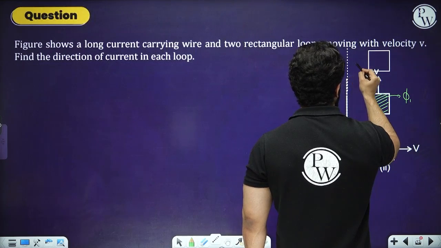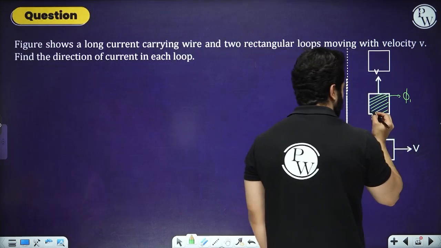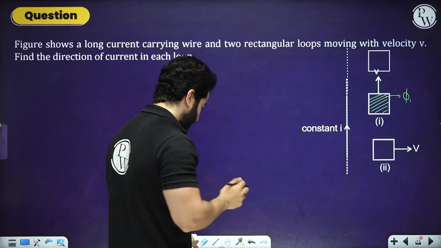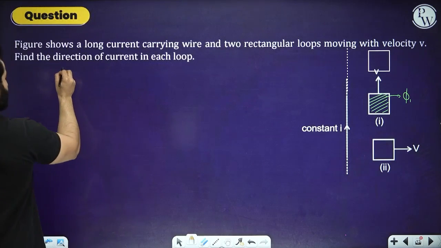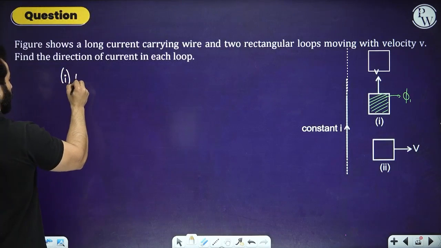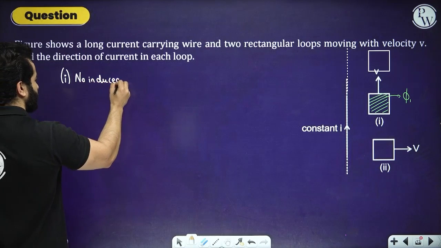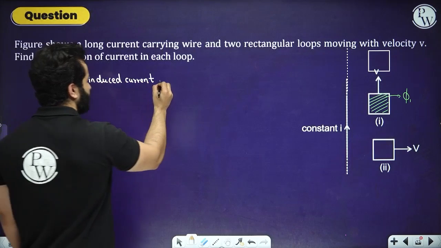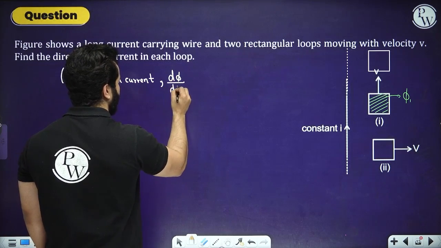So now you tell me, dosto, surely you can say, sir, see, the problem is... first of all, I'll tell you what the answer is. In the first case, there will be no induced current. Why? Because there is no change in flux. No induced current. The reason is that d phi by dt is 0. There is no change in magnetic flux.